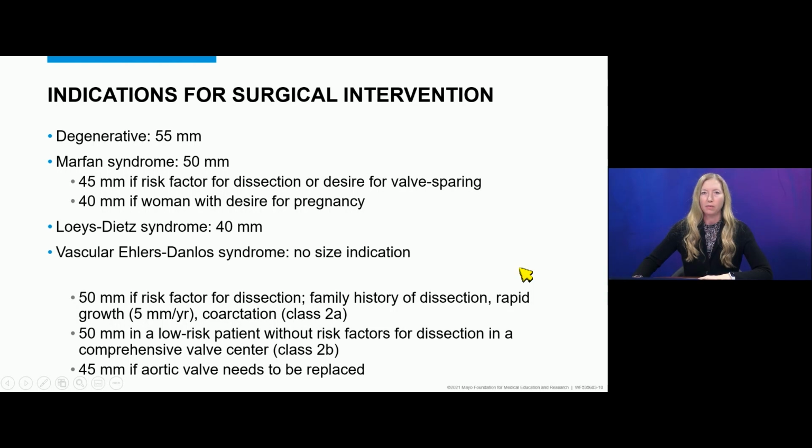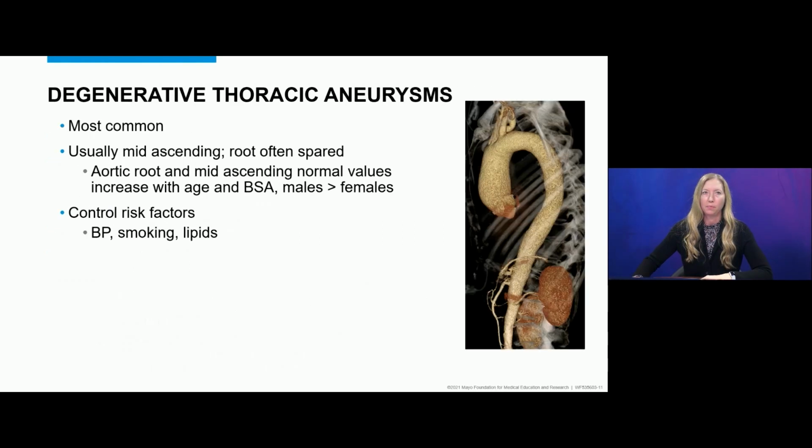In vascular Ehlers-Danlos, there is no size indication for cutoff because patients typically will have abnormalities of the aorta even at a normal diameter. For bicuspid aortic valve, the cutoff is 55 millimeters. There is a 2A indication to use a size of 50 millimeters if there's a risk factor for dissection, or in a low-risk patient who has no risk factors if their surgery is going to be performed on a comprehensive valve center. And then there's a 45 millimeter cutoff if the patient is going to undergo aortic valve surgery.